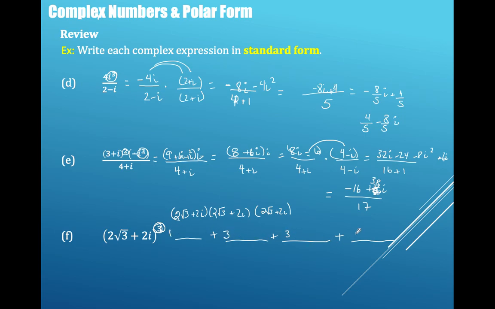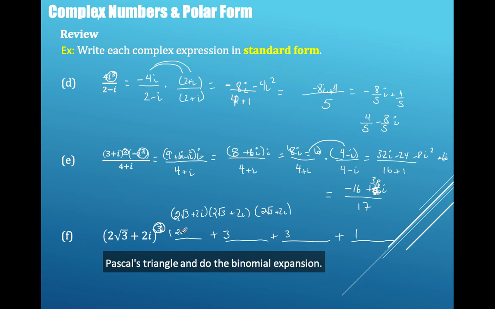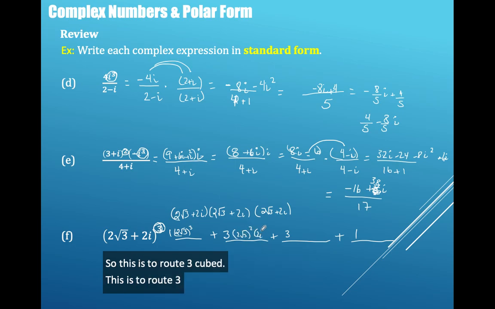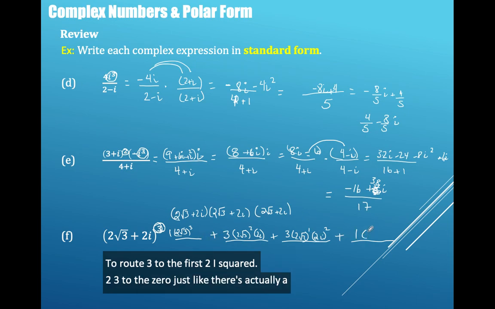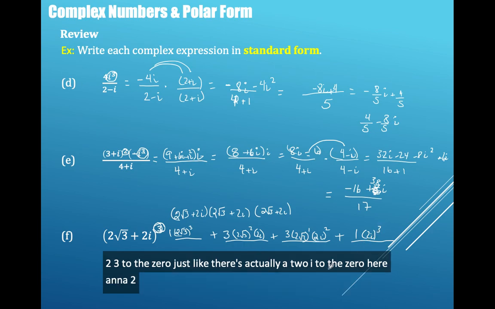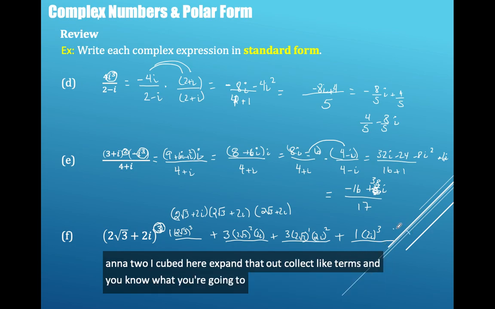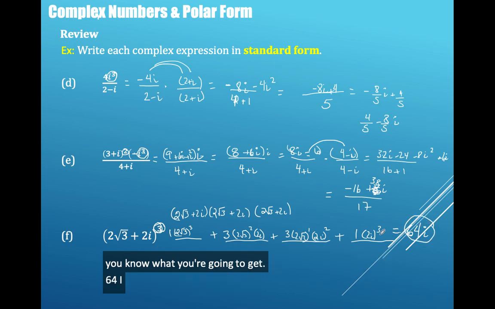Pascal's triangle and do the binomial expansion. So this is (2√3) cubed, this is (2√3) squared and 2i to the first, (2√3) to the first, 2i squared, (2√3) to the 0, just like there's actually a 2i to the 0 here, and a 2i cubed here. Expand that out, collect like terms, and you know what you're going to get? 64i. It was super nice to do on my calculator.